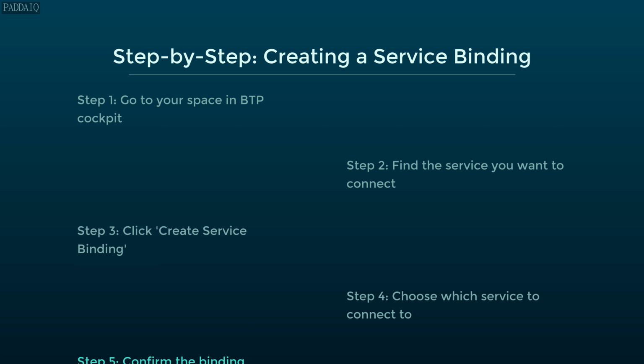Step 5. Confirm the binding. This means you finalize the connection so your application can securely use the service. For example, after linking to an SAP HANA database, you confirm to enable your app to start querying data. This final step activates the service for immediate use.